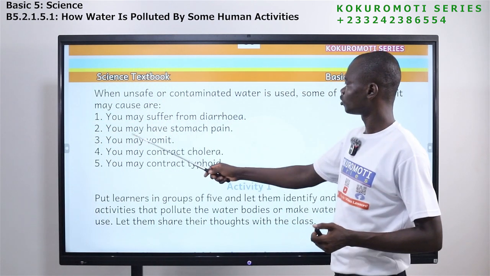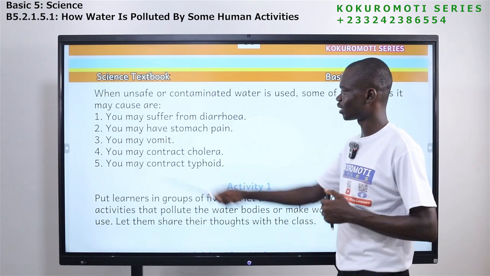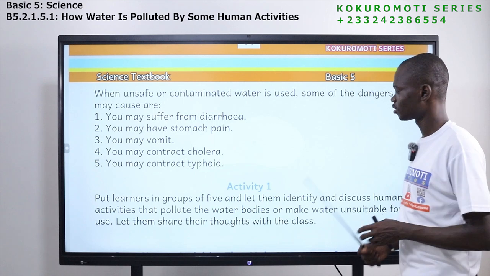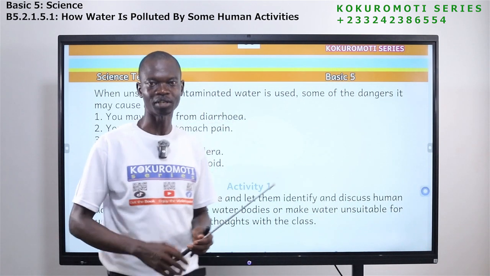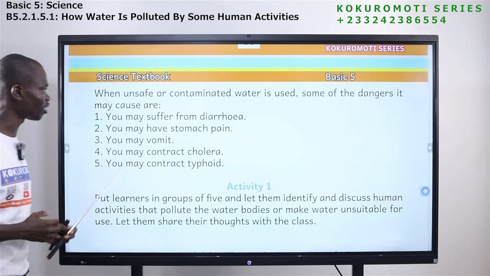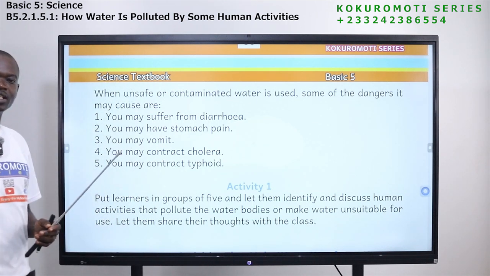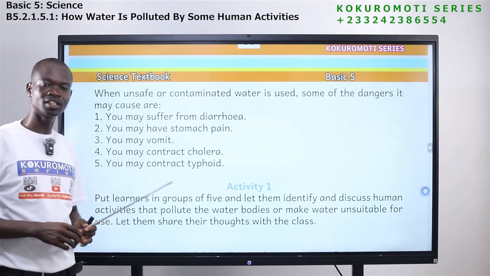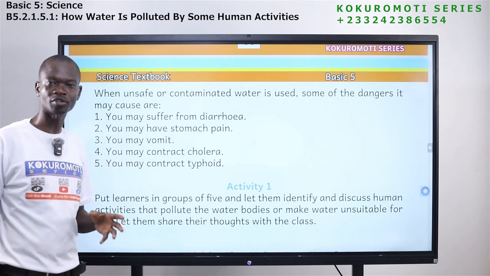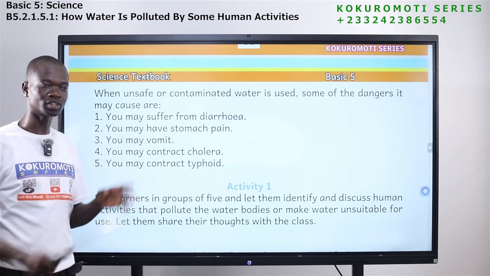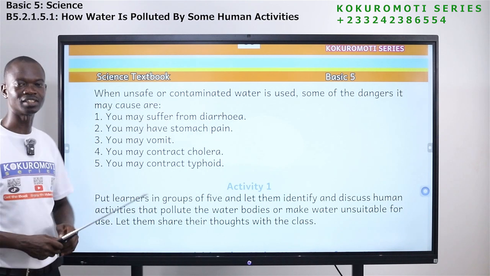Okay, so the next one, you may have stomach pains. So you'll feel pains in your stomach. The next one is you may vomit. You throw up whatever you have eaten, you vomit it out. Okay, so if you drink water that is polluted, these are the things that you go through. That is why I'm telling you to do your very best to ensure that the source of water, where you get water from, is not polluted. Because if it gets polluted, you go through all these things.